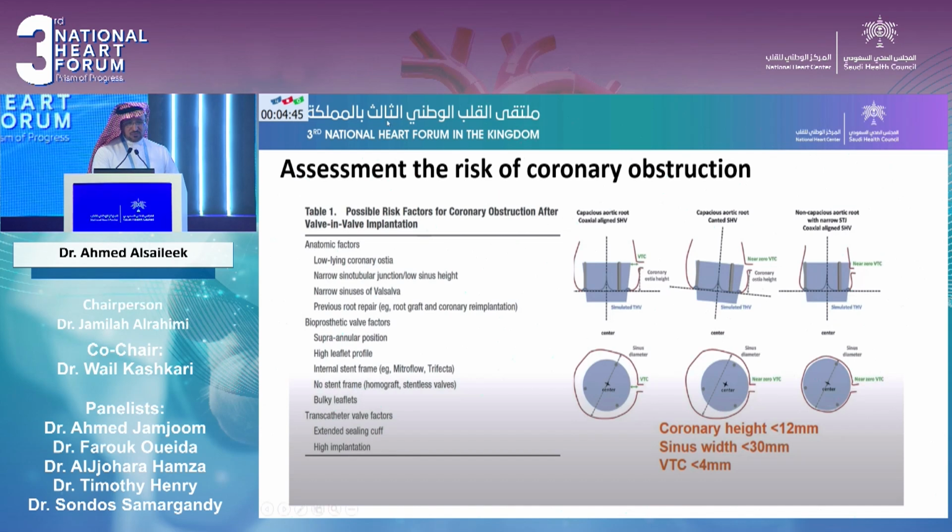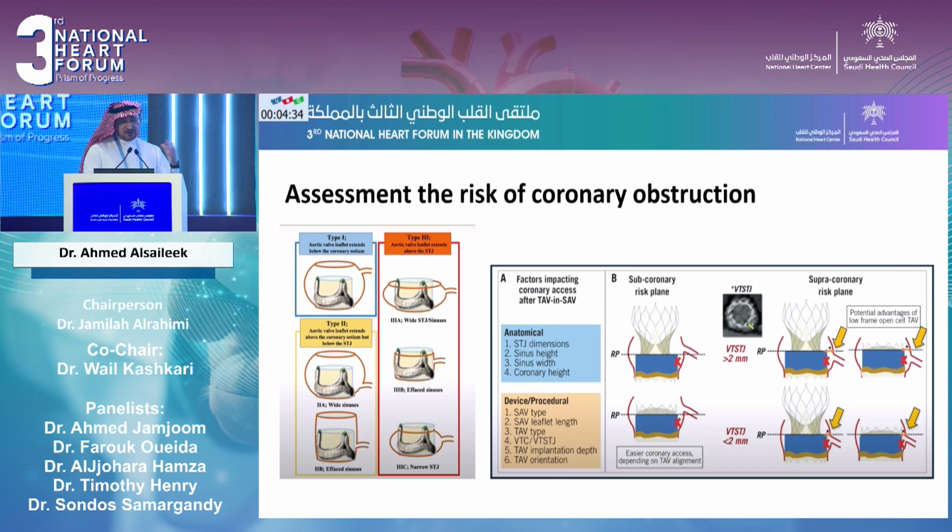And we can assess. So those are the anatomical factors, bioprosthetic factors, or transcatheter factors that can affect our risk for coronary obstructions. And there is a large international study called the Valve-in-Valve International Data. They try to classify the risk, they classify the relationship of the valve to the coronary ostia and also the size of the sinuses, whether it is large or small or is effaced or there's a shallow sinus, and there are classifications there. And for each classification, there is a risk which is either high or low risk of coronary occlusion.